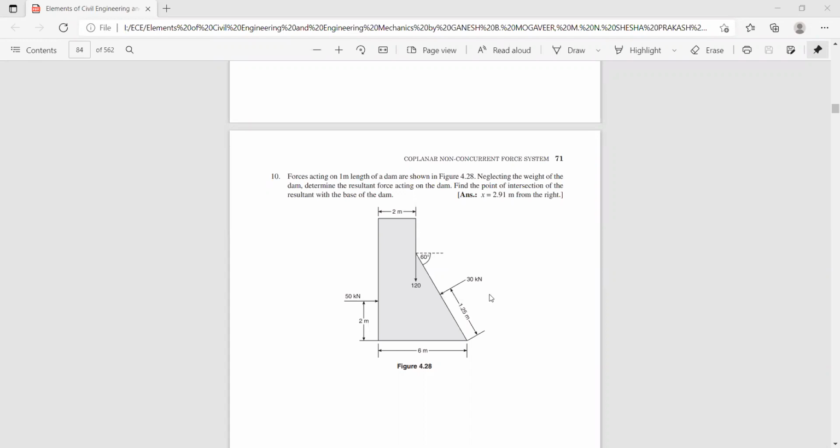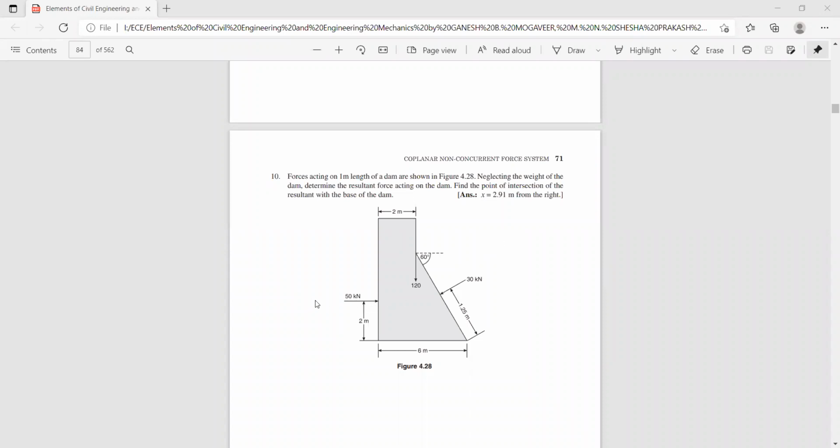And if I draw a line over here, this angle will be 60 and the remaining angle is 30. So this 30 kilonewton force is making an angle 30 degree with respect to horizontal. Because this whole angle is 90, if I take out 60, the angle made by this force with respect to the horizontal axis is 30 degree. Now we shall find sigma f of x.